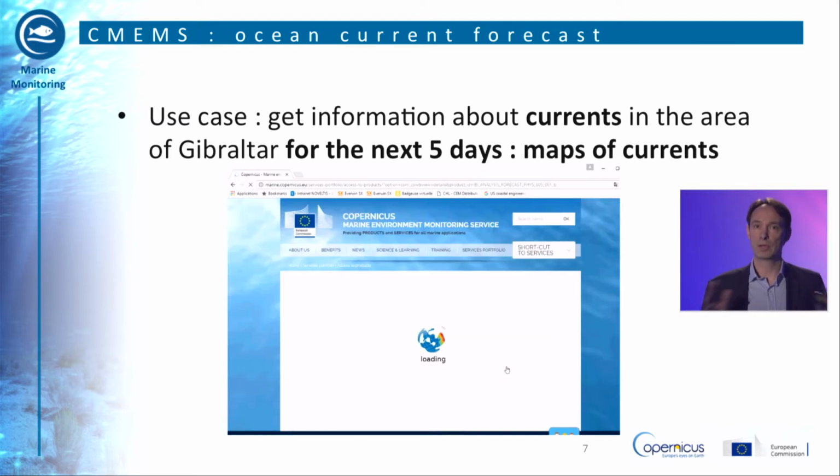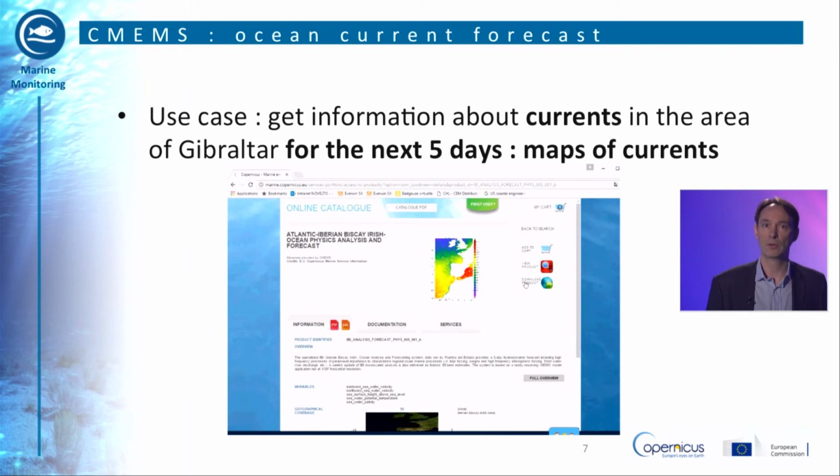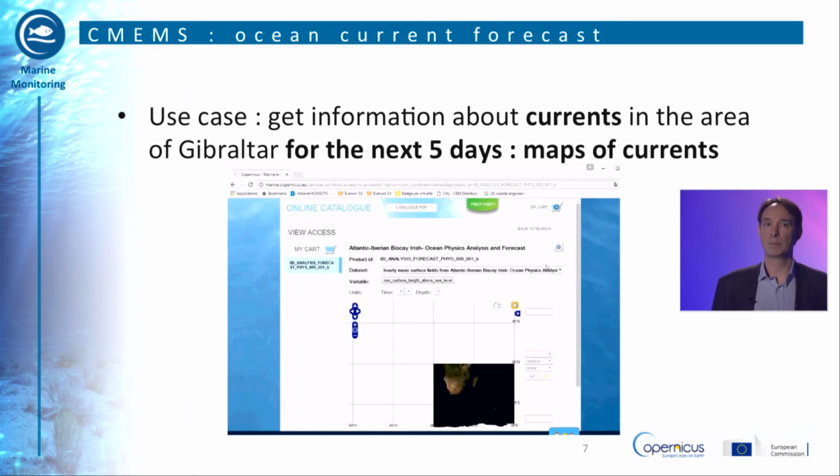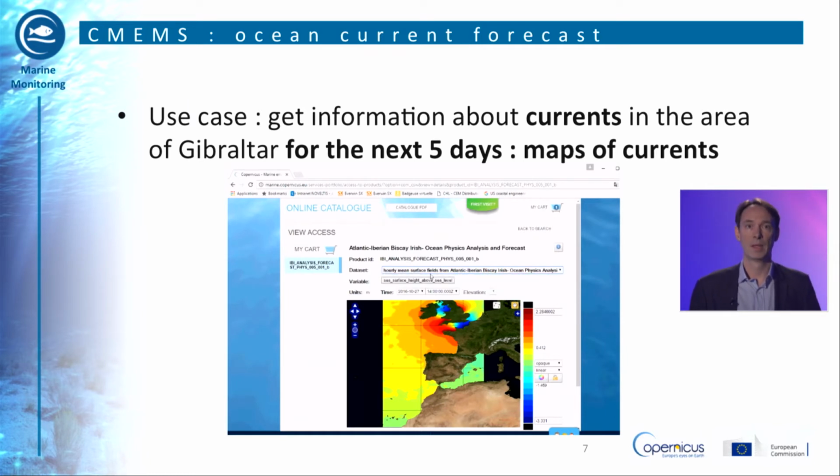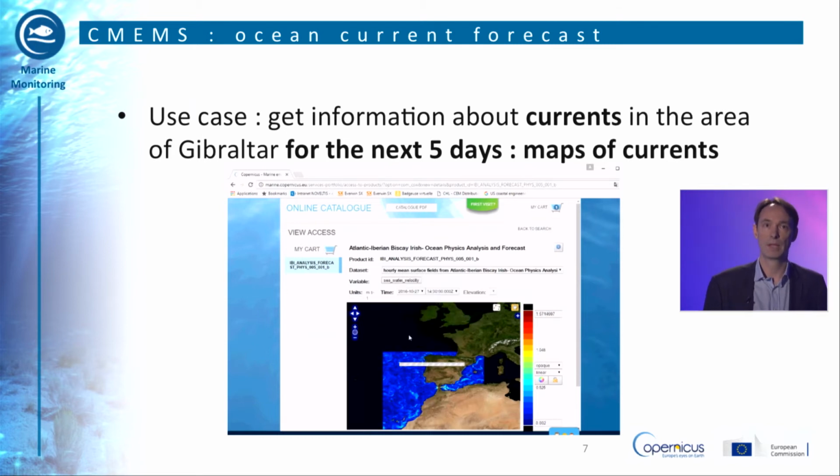From the main Copernicus Marine Service page, click on Online Catalog, select the Iberian Biscay area, and the first product is a near real-time product providing ocean forecast of physical parameters. Click on More Information button to reach the product page. Click on the View Product button.